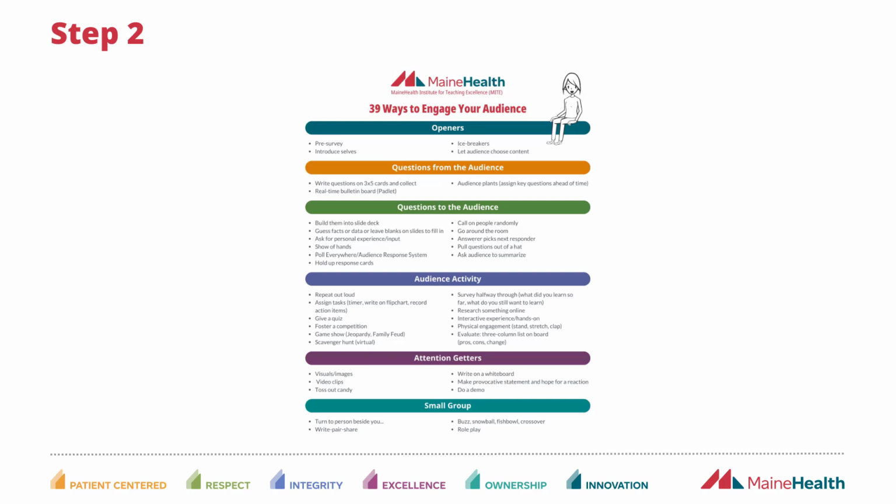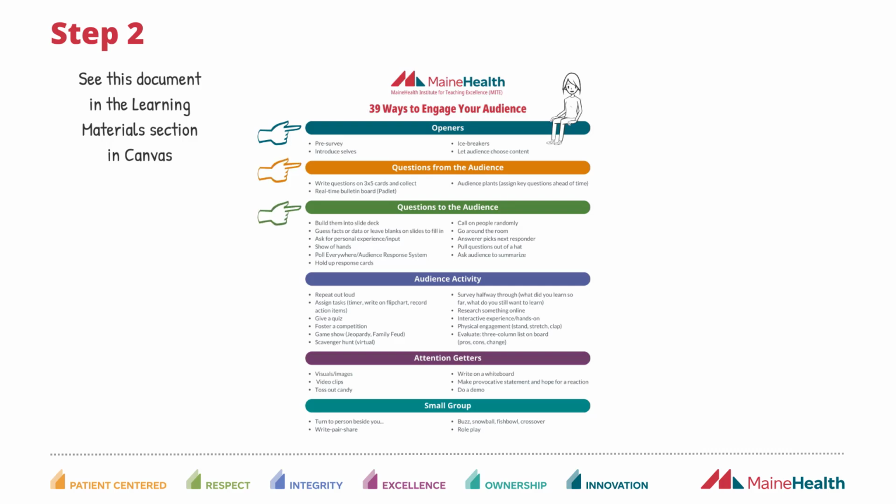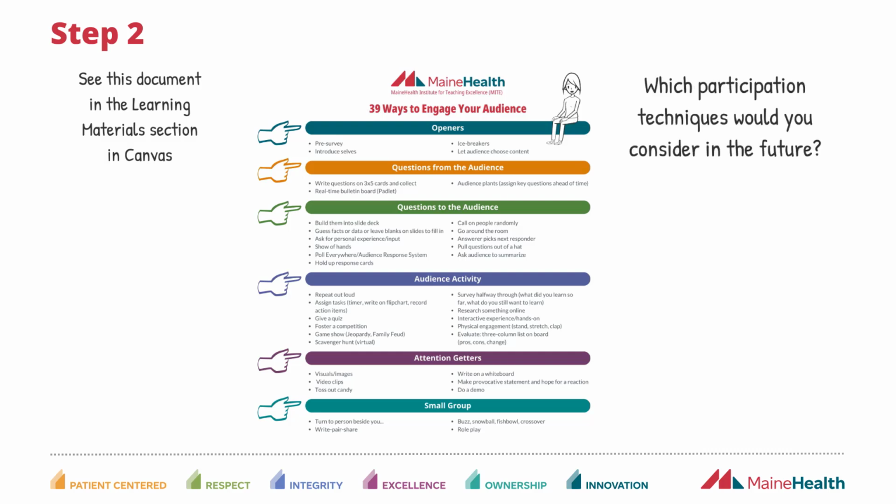So step 1 in our recommendations was considering what you do well. Step 2 is improving in the future. Here is a list to help you of 39 ways to engage your audience. They are organized into openers for the beginning of your presentation, ways to solicit questions from the audience, ways to pose questions to the audience, use of activities and small group exercises, and quick ways to get or get back your audience's attention.